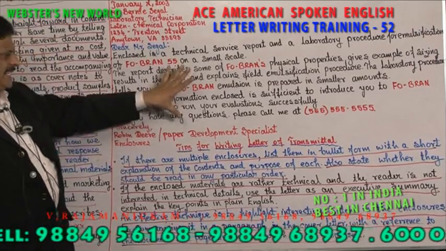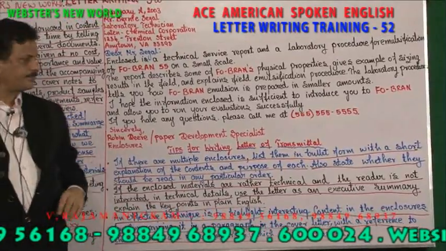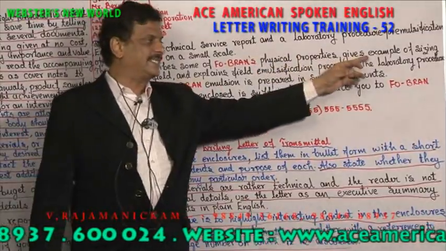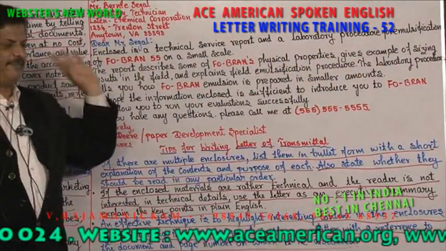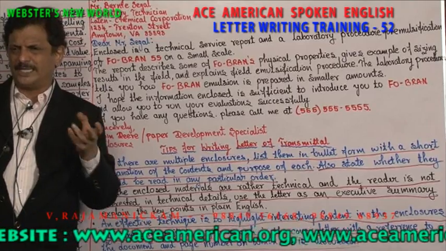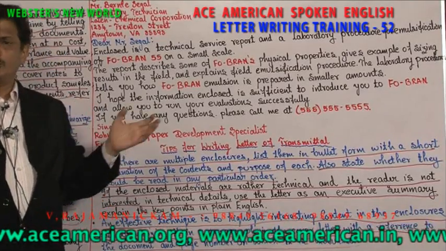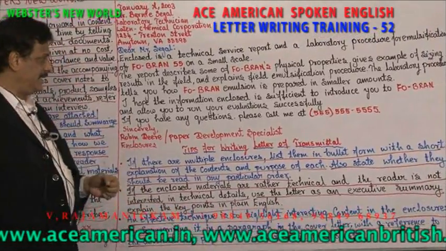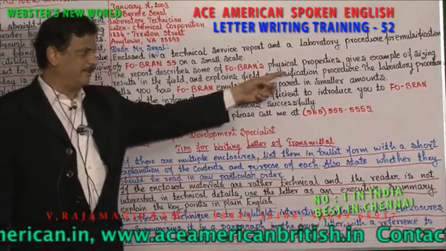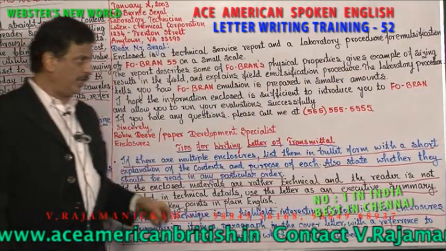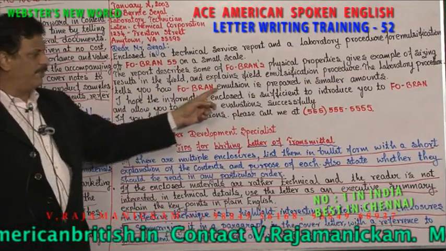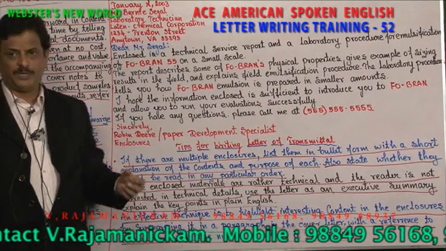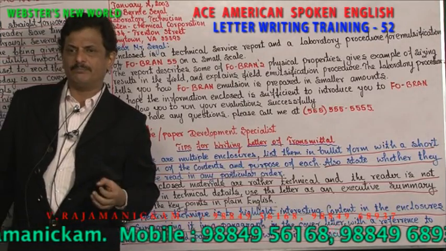So, in the covering letter he writes in just 7 lines: "The report describes some of 4-bran's physical properties, gives examples of sizing results in the field." So, all the technical things about this are written in the covering letter. Full detail of 7 to 8 pages is enclosed in the covering letter, and explains the field emulsification process. The laboratory procedure tells you how 4-bran emulsion is prepared in smaller amounts. Once again, 4-bran emulsion means a mixture of water, oil and mercury.